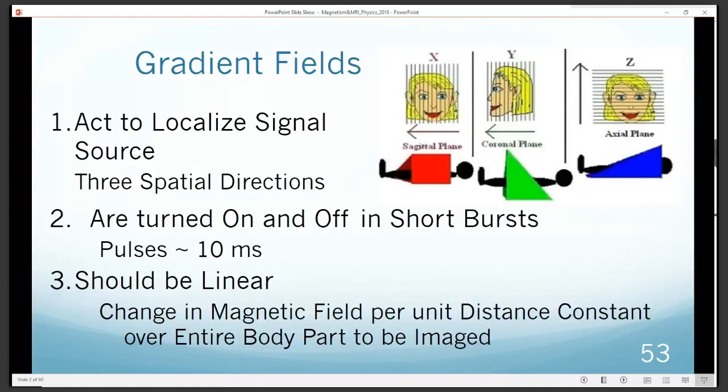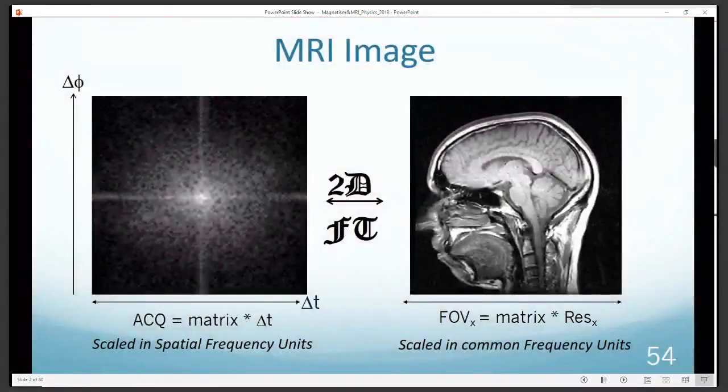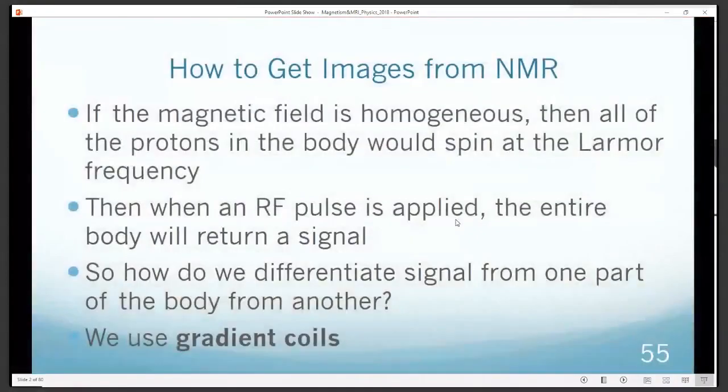We want them to be very linear so that the magnetic field changes they produce are directly related to the spatial position within the magnet. And the image data, which is acquired and looks something like this display on the left, we call the raw data. You do a two-dimensional Fourier transform and you get an image like this. Now this is the encoded data and this is the decoded data. So the Fourier transform is decoding the data and turning temporal changes in the NMR signal into images.